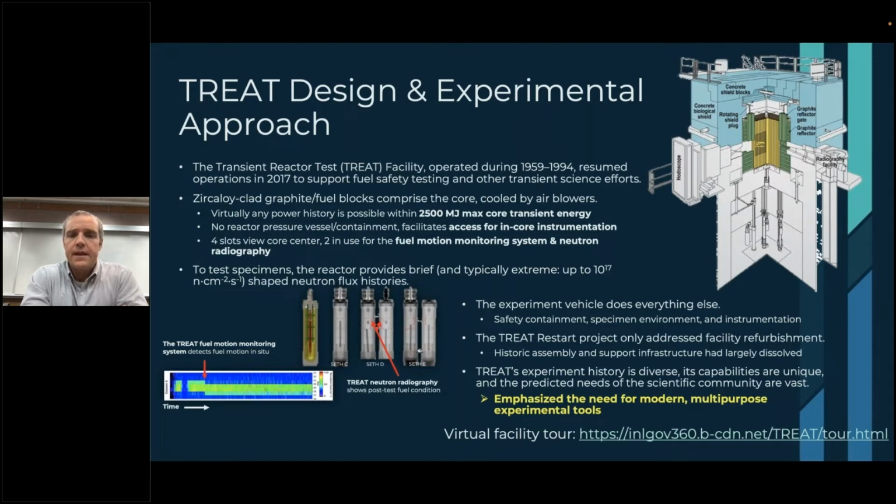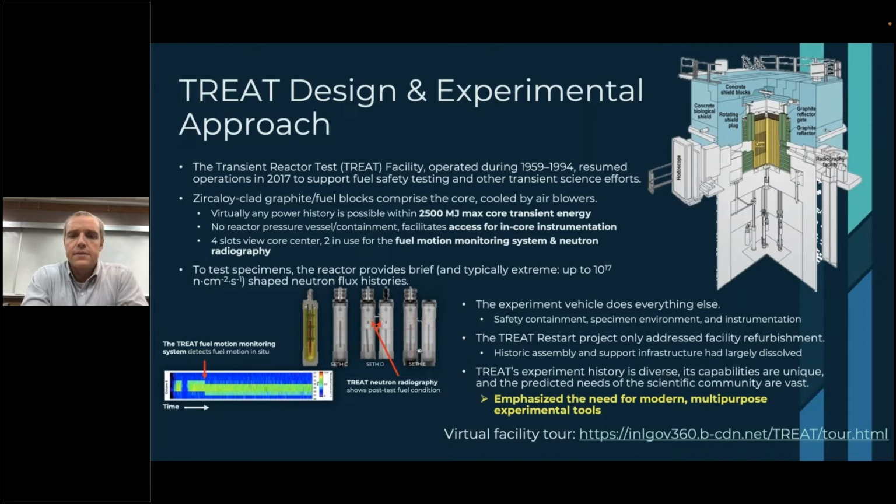Operated from 1959 to 1994 until it went into operational standby, and operations were resumed again in 2017. So fairly recently, this reactor came back into our portfolio of tools for nuclear fuels and materials development. The reactor design itself, I'll just mention a few of the key takeaways that are important to help understand how to use the facility.